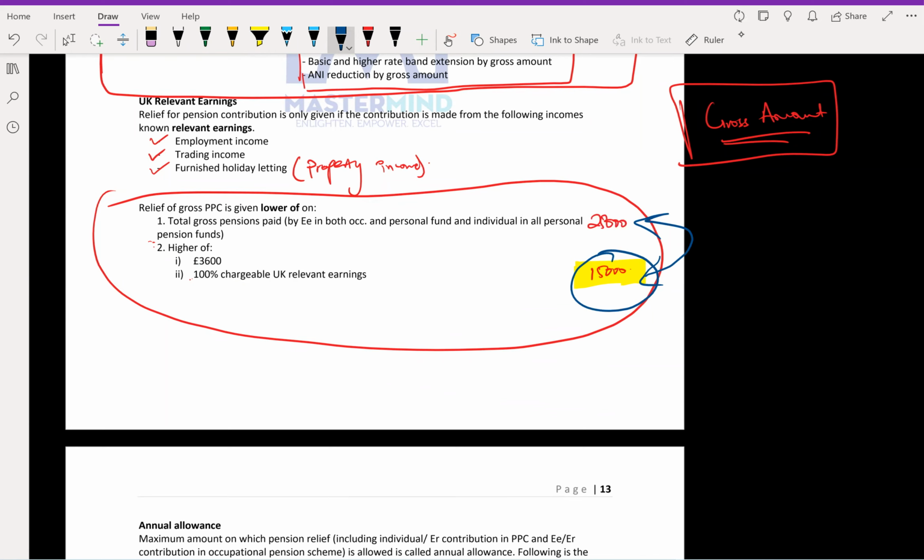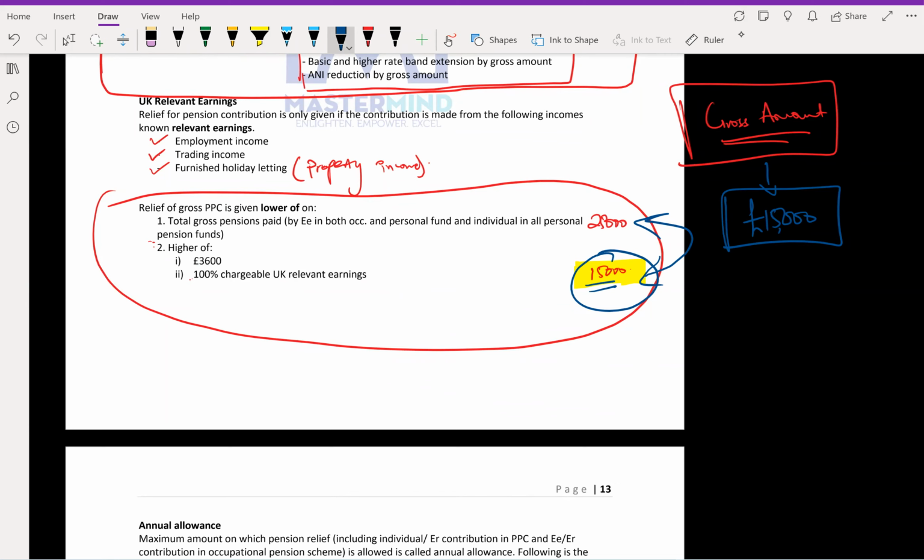So you see, despite you making the contributions up till 25,000, your gross contribution is 25,000, right? But it will still be restricted. The relief will be restricted. That means the gross amount will be just 15,000, because that's what your total UK relevant earnings are. Okay. So this is one restriction that applies.